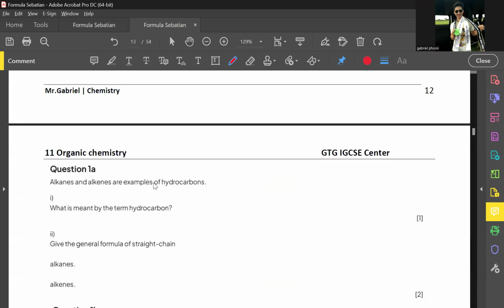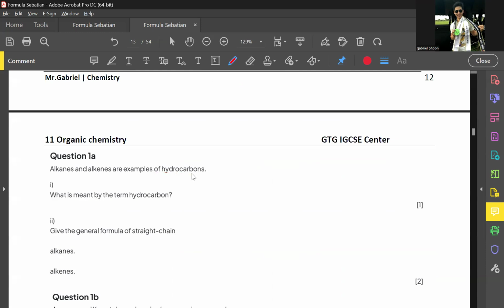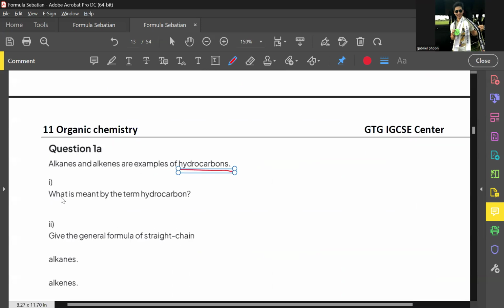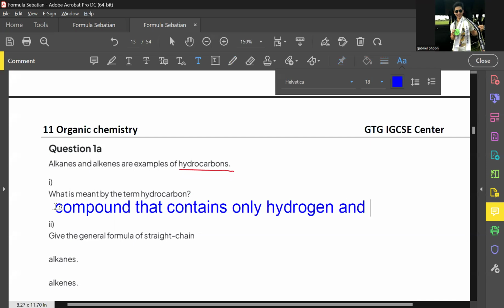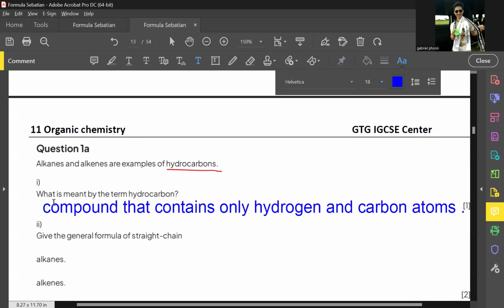Alkanes and alkenes are examples of hydrocarbons. I literally said this during last week's class. What does hydrocarbon mean again? You answer me, what's a hydrocarbon? Very good. A compound that contains only hydrogen, which is in the name, and carbon. Easy.